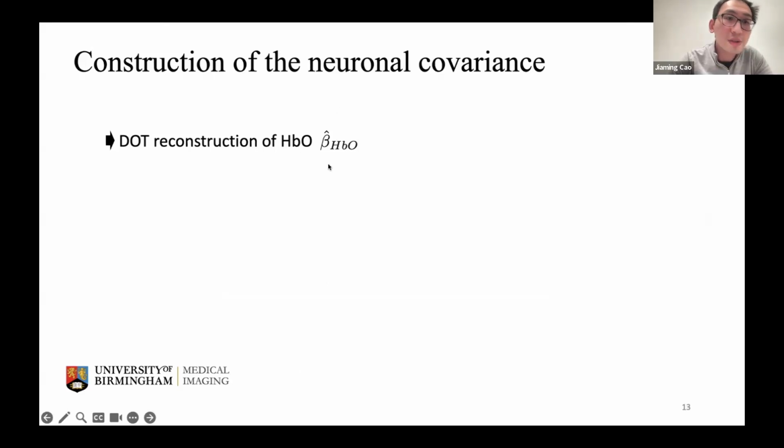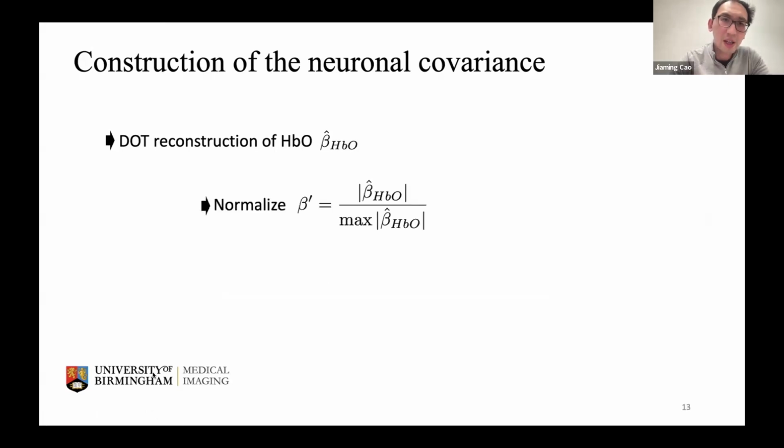Suppose we have this DOT reconstruction of oxyhemoglobin. Let's only care about the oxyhemoglobin because it's typically more reliable in reconstructions, so we'll use that as the spatial prior. Let's call it beta hat. We take the absolute value and then normalize it to the largest of all absolute values. So this beta prime vector will be somewhere between 0 and 1.